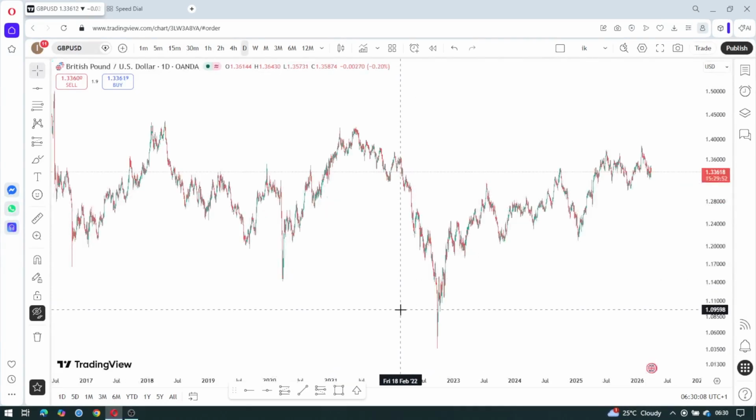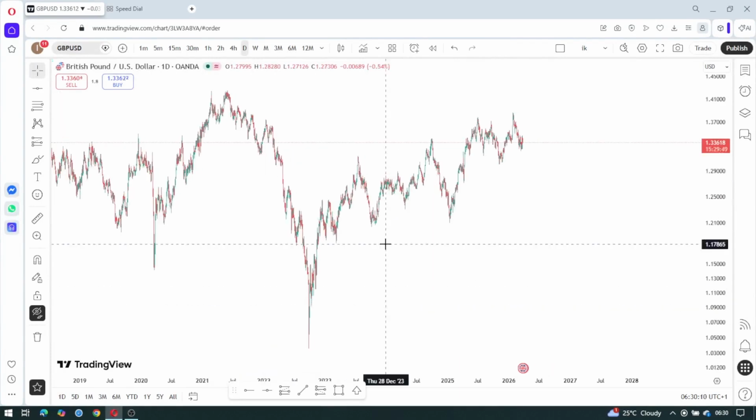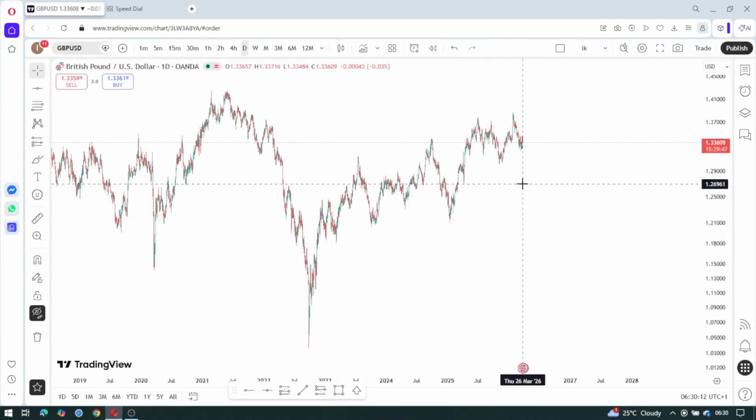So it's trading sideways. But remember, we come and break it down. Always break it down. So this Tuesday, okay, let's go to today.